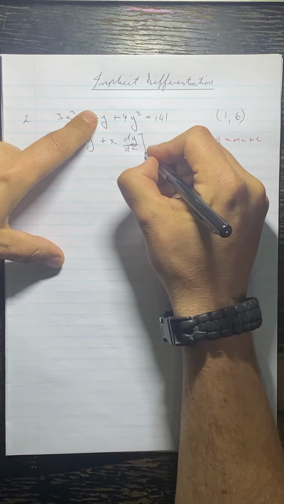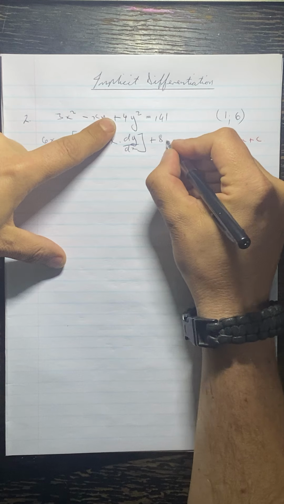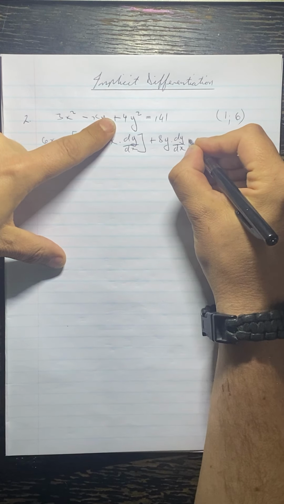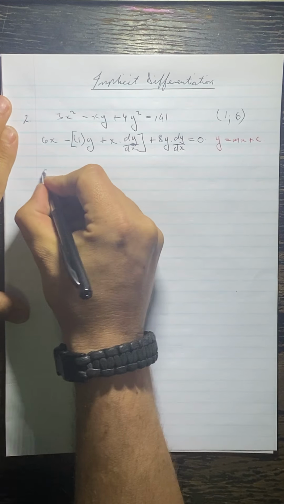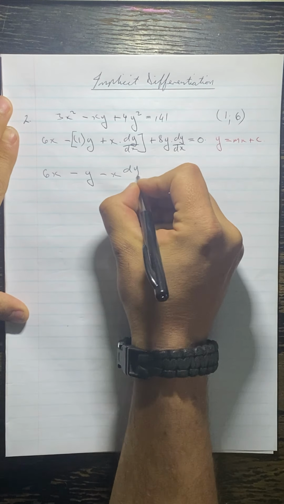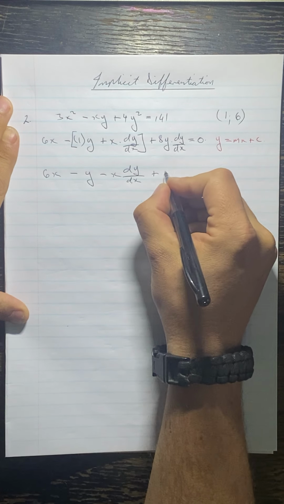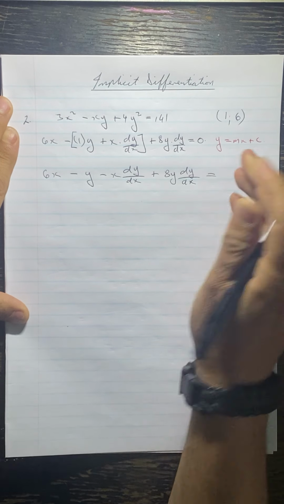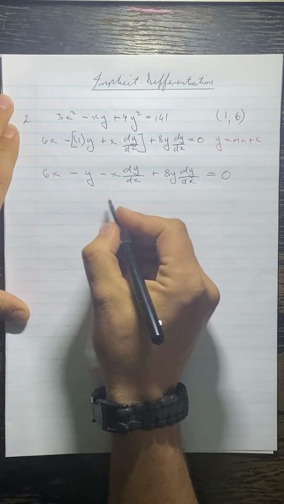Then we've got here plus 8y times dy dx equals 0. Okay, let's just multiply this negative in and we get 6x minus y minus x dy dx plus 8y dy dx. Okay, grade 11s, I'm going to take everything that's not a dy dx to this side and leave the dy dx on the left-hand side.